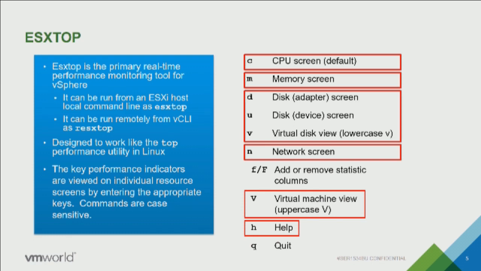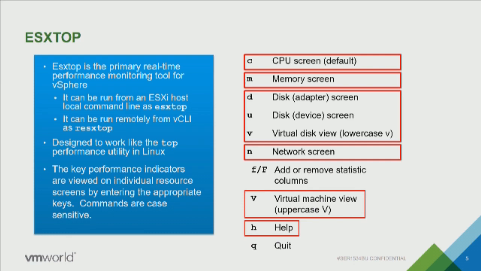Now you'll notice that disk is unique. CPU, memory, and network only have 1 screen. Disk, however, has 3 screens. Stephen will talk about why, okay? And how you analyze the disk metrics from each of those screens.